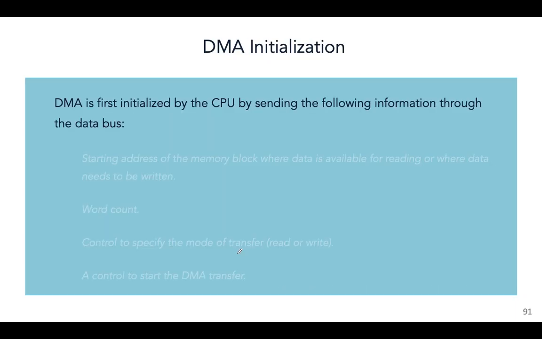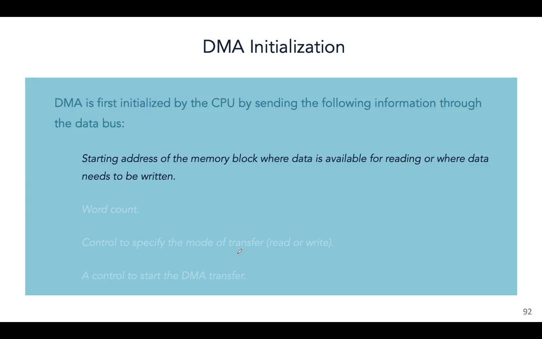Alright, let's talk about DMA initialization. DMA is first initialized by the CPU by sending the following information through the data bus. So like we discussed earlier, even though CPU is not involved during the process of direct memory access, CPU is involved during the very beginning of the process and in the end. Right? So the initialization is actually done by the CPU. So this is how it's done.